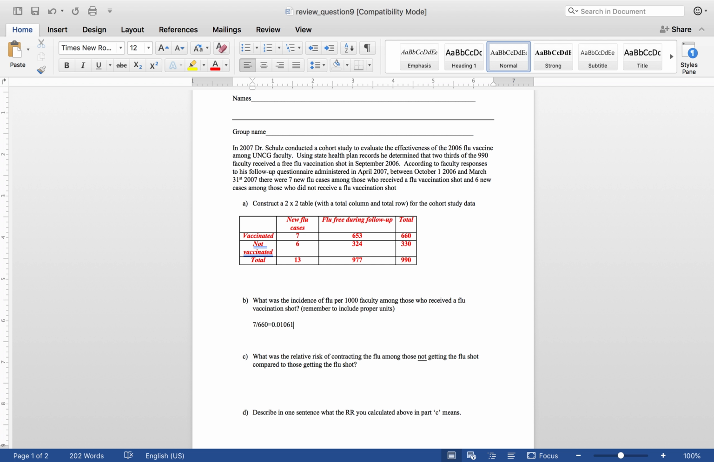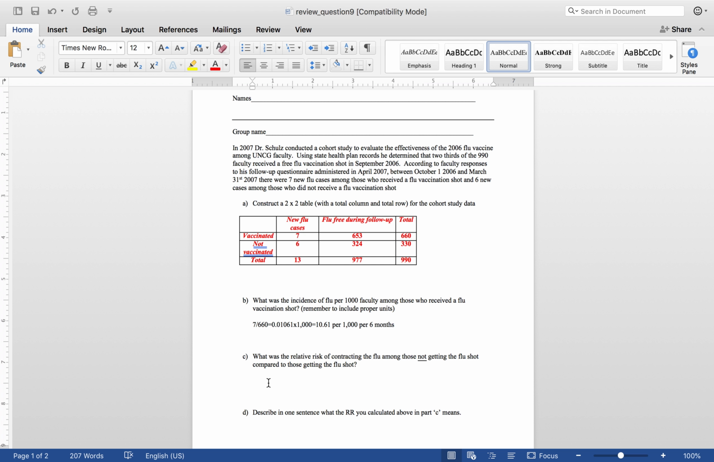0.01061, and we want it per 1,000. So I'm going to multiply it by 1,000. And that gives me 10.61 per 1,000. Now remember, this is an incidence rate, so we want to include the time period. And so if we read our scenario, we can see that the time period we were interested in was if anyone had the flu between October 1st to March 31st, which is a time period of 6 months.